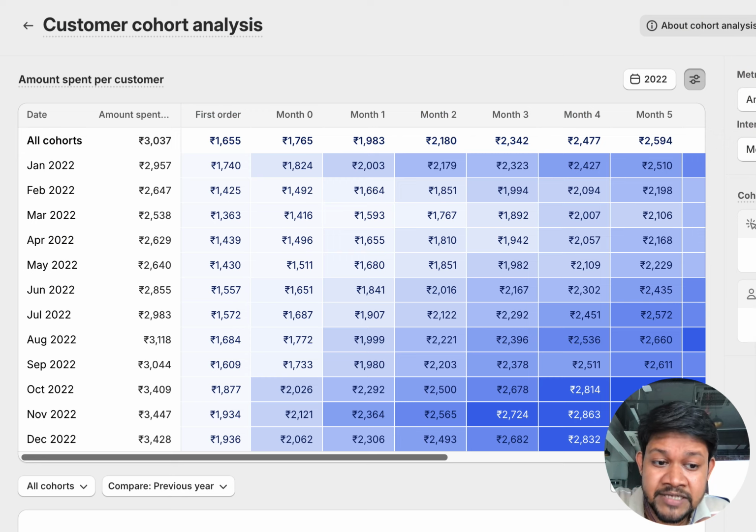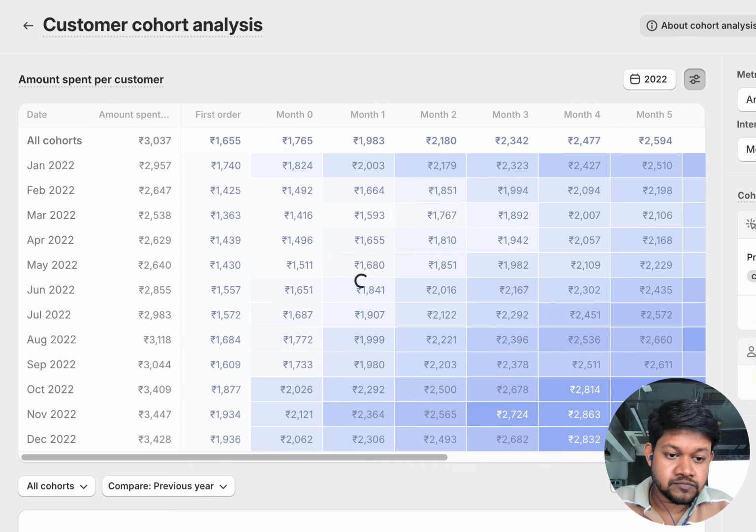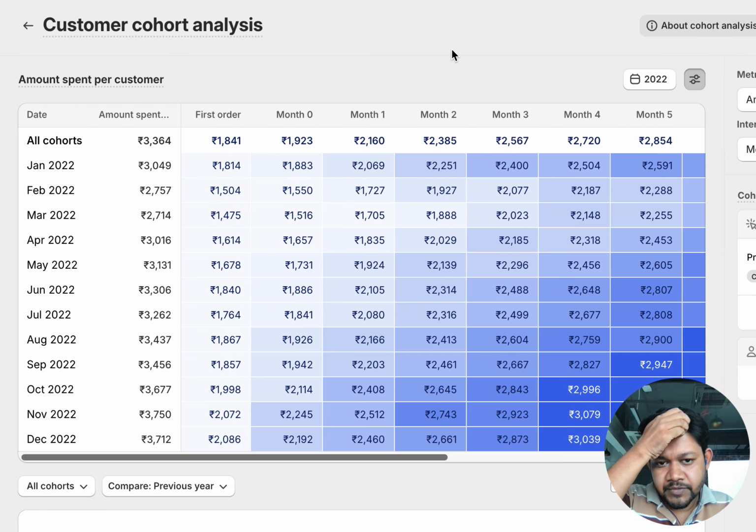So this is the first part, and based on that you could apply some filters as well. So I'm going to apply a filter and let's see. Okay, I have applied a filter over here. For this particular product in 2022, our first order value was 1841, and it straight up jumped about 500 rupees. So 500 divided by 1841, a very good number.